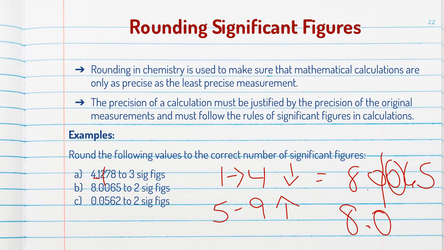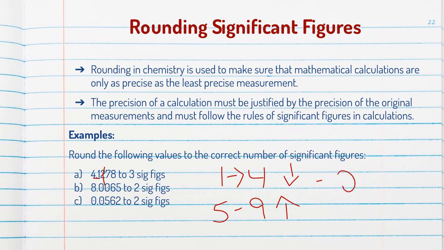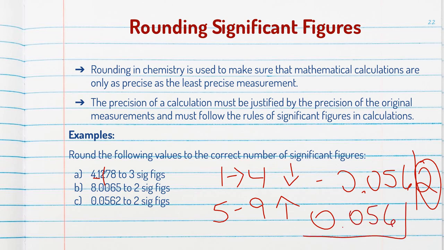Then my final one, I have 0.0562. I want 2 significant figures, so I'm going to draw my line here. This number is less than 5, so I'm going to round down. My final answer will be 0.056.